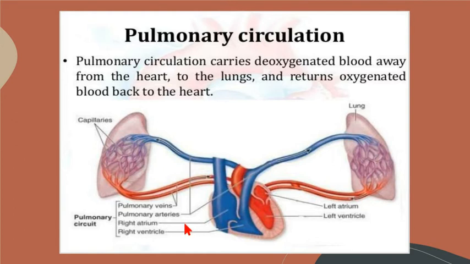Usually, the function of arteries is to transport oxygenated blood from the heart to the rest of the body, and the function of veins is to transport deoxygenated blood from the body to the heart. But in this case, the function reverses. Like in pulmonary circulation, what happens? Pulmonary arteries take deoxygenated blood into the lungs for oxygenation, and pulmonary veins bring oxygenated blood to the heart.